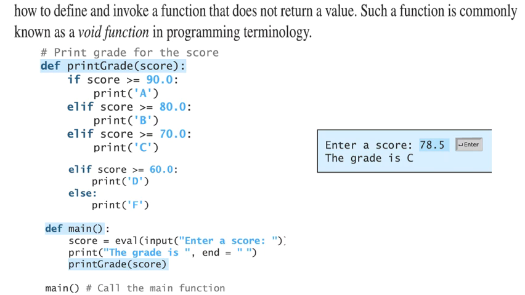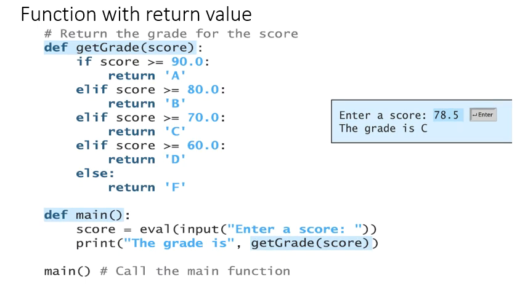Else print F. def main(): score = eval(input('Enter a score')); print('The grade is'); print_grade(score). So this function is commonly known as a void function because it doesn't return any value. Now a function with a return value, which returns the grade for the score.